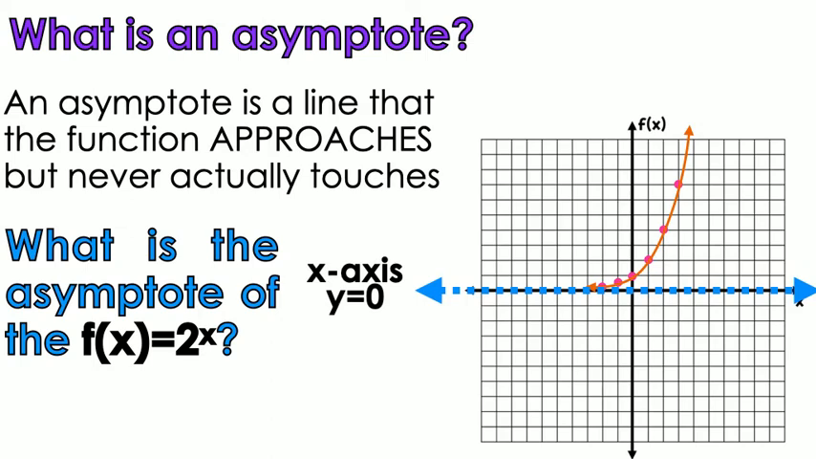So it approaches zero, but the value of this function is never actually going to get to zero. So I say that there's an asymptote there. And that asymptote is the line y equals 0, because remember, horizontal lines are always y equals a number.